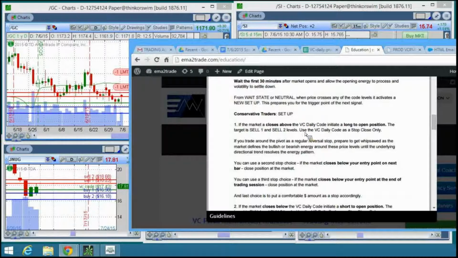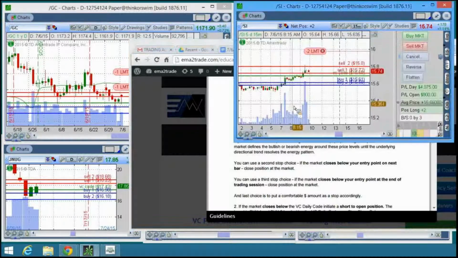And once the chatter settles down and the price crosses any of the levels, then it activates a setup for us. And it tells us a close above on the next 15-minute bar is a buy signal.